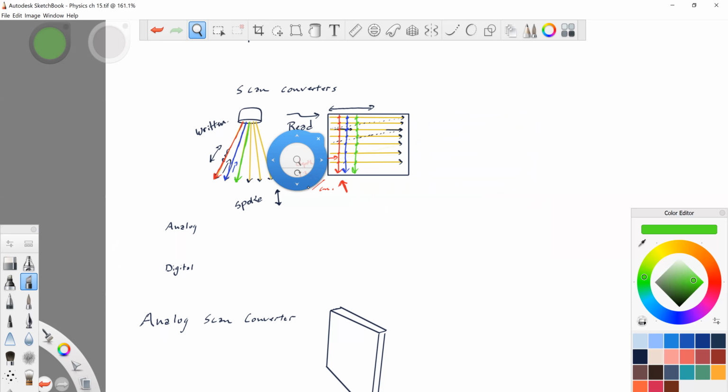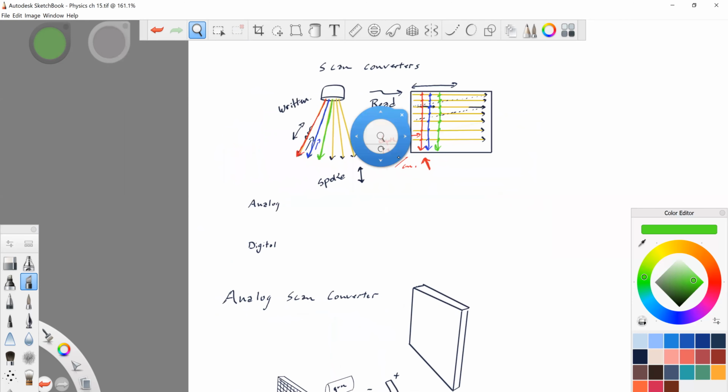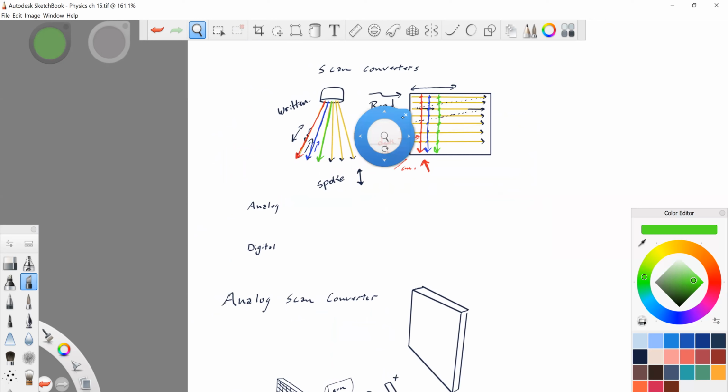So we go from scan converters. All right, a quick review on scan converters. It basically takes an image gathered, let's just say vertically, and then images it horizontally. There has to be a scan converter because the gathering of information is not the same way that it was displayed.